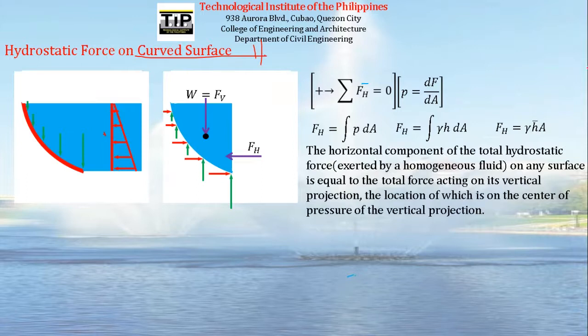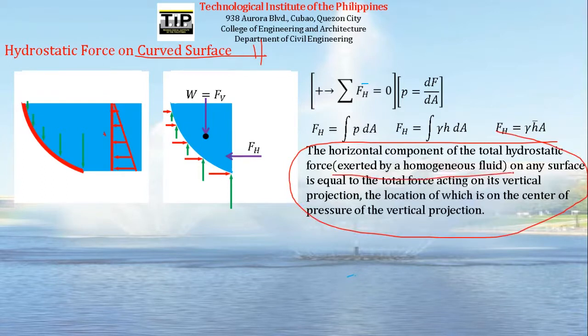So we have here the explanation. The horizontal component of the total hydrostatic force exerted by a homogeneous fluid on any surface is equal to the total force acting on its vertical projection, just like the F sub H of a flat surface. The location of which is on the center of pressure of the vertical projection. So that's how we compute F sub H.